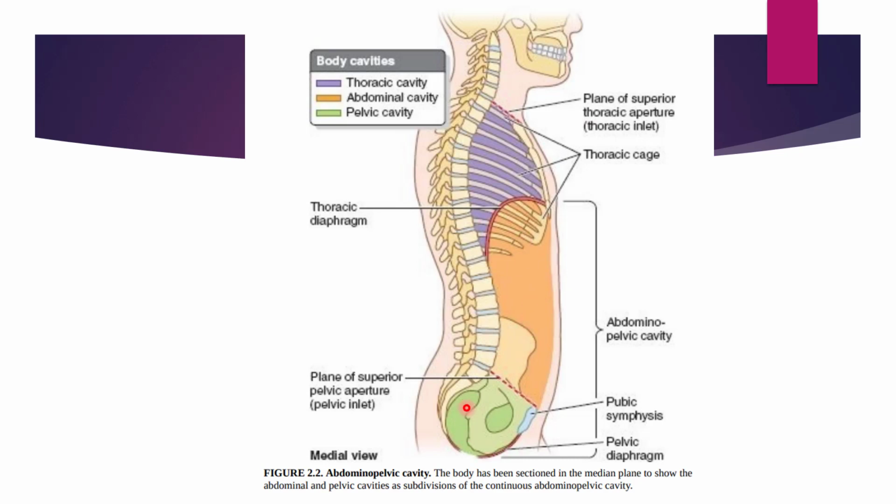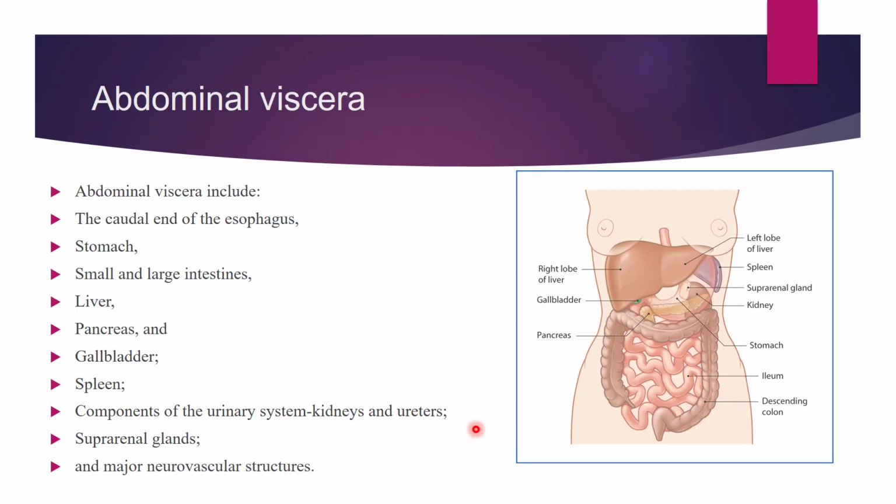This is abdomen and this one is the pelvis. The abdomen and pelvis collectively are named the abdominopelvic cavity. But the abdominopelvic cavity is divided into two cavities, which are the abdominal cavity above and the pelvic cavity below.